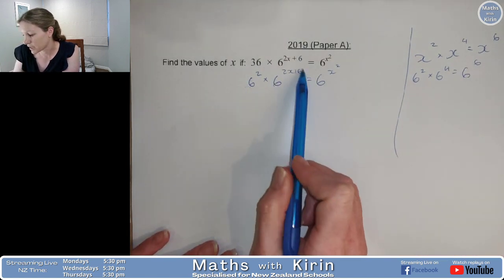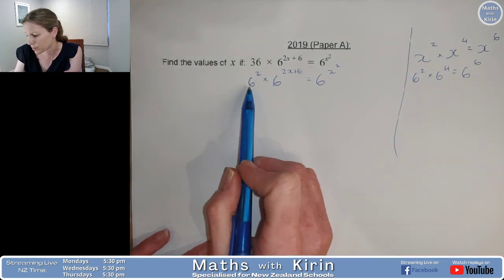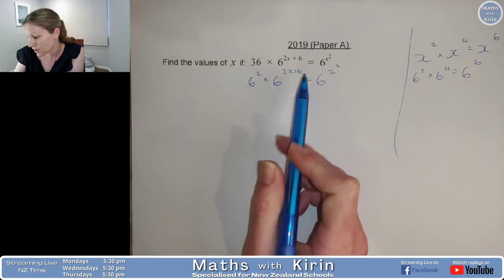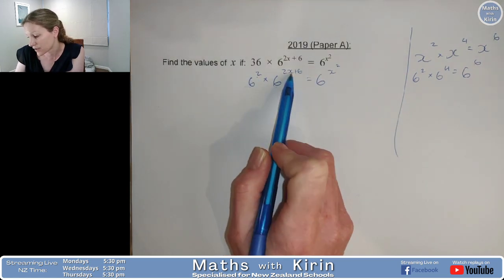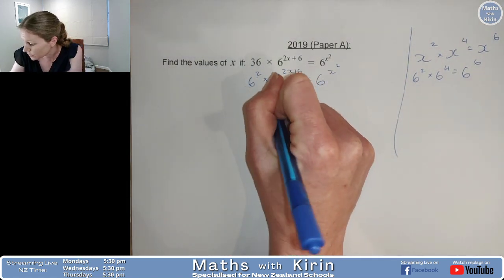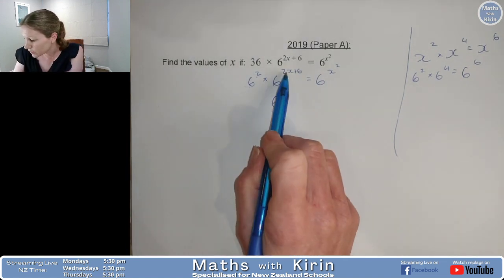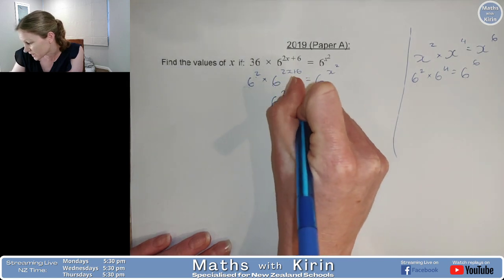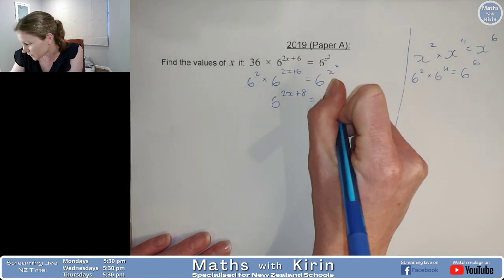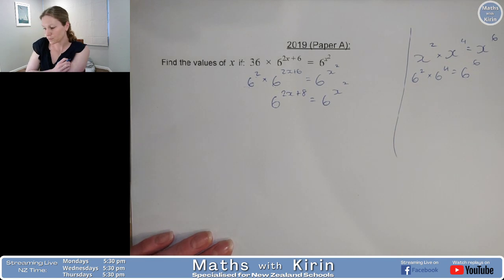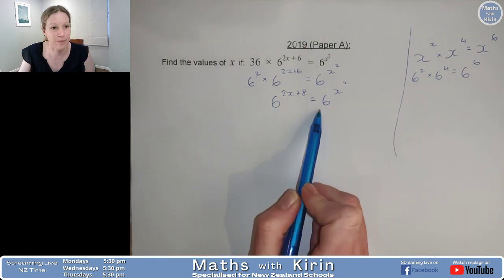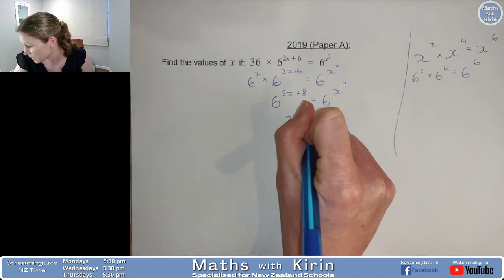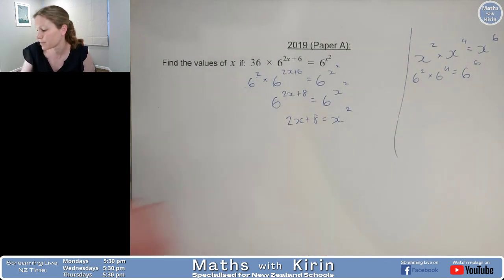So that same rule applies here. We're adding our powers. So because we have the same base, and that's why we needed to rewrite this with a base of 6, we can add our powers together. So we're going to simplify this left-hand side. We still have 6 as our base, but we get 2x plus 6 plus 2, which is 2x plus 8, is equal to 6 to the power of x squared. Okay, and now, again, we've got the same base. So if these two things are equal, then 2x plus 8 must be the same as x squared.